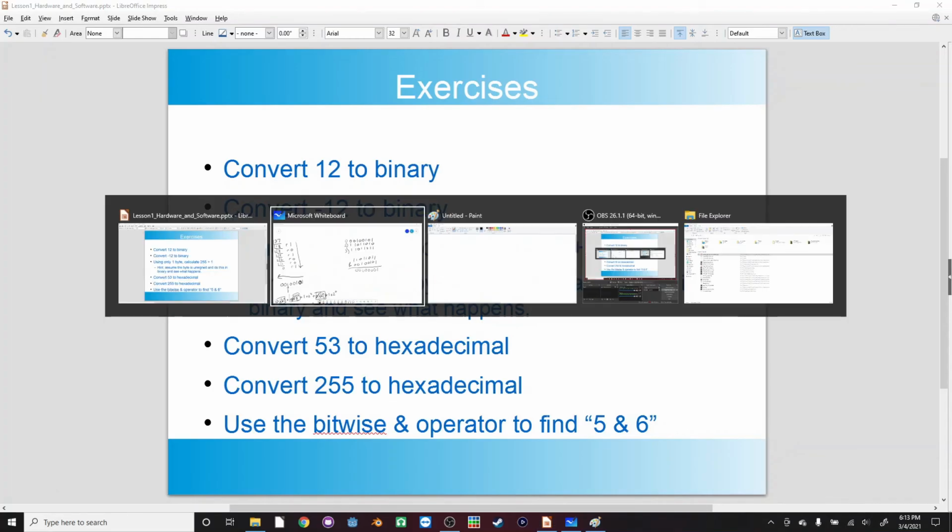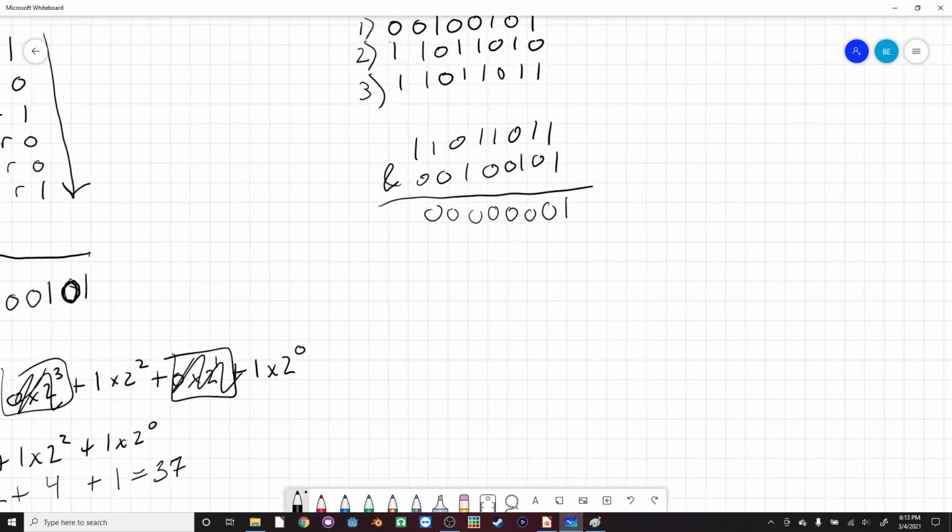So 255 in binary, let's get it all the way out of the way, is all ones. Right? I have 8 ones. So what happens when I add 1 to 255? We can only use a byte. That was one of the stipulations in the problem. I can only use a byte. Well, if I do 1 plus 1, that's 0, and then I carry the 1. 1 plus 1 is 0, and I carry the 1.